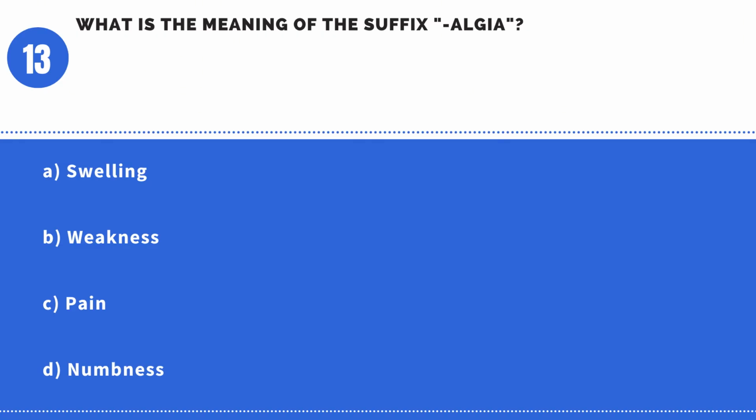Question 13. What is the meaning of the suffix algia? A. Swelling. B. Weakness. C. Pain. D. Numbness.